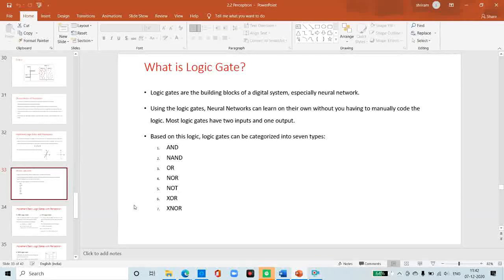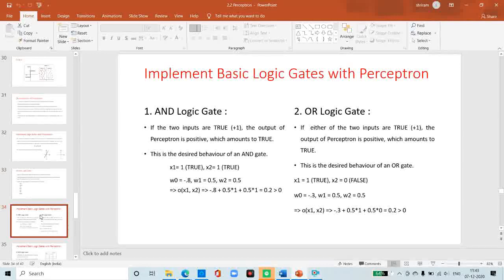So each terminal has one of two binary conditions: low, that is 0, or high, 1, represented by different voltage levels. So the logic state of a terminal changes based on how the circuit processes the data. Based on this logic, the logic gates can be categorized into seven types: NAND, AND, OR, NOR, NOT, XOR, and XNOR.